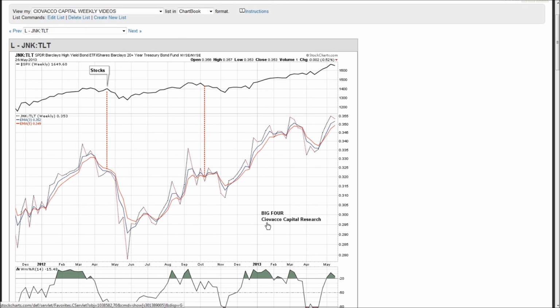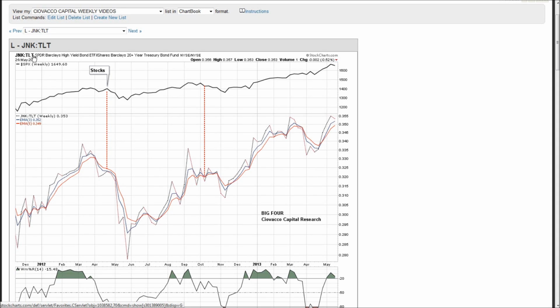The first one was the S&P 500. Then we looked at longs versus shorts. Then we looked at stocks versus bonds. And the fourth chart is the credit markets. We'll look at junk or riskier or higher yielding bonds relative to more conservative long-term treasuries. This is risk on versus risk off. This is what risk on looks like. This is what risk off looks like.